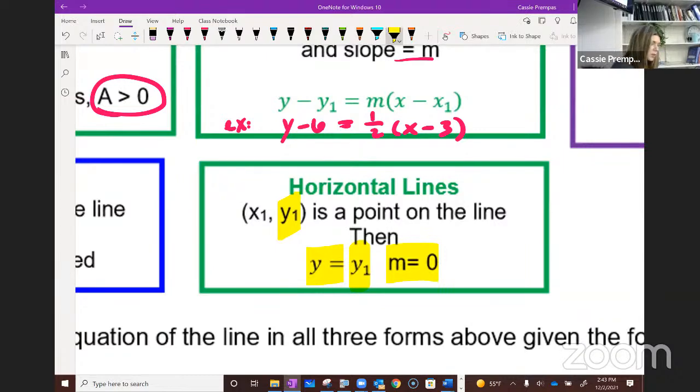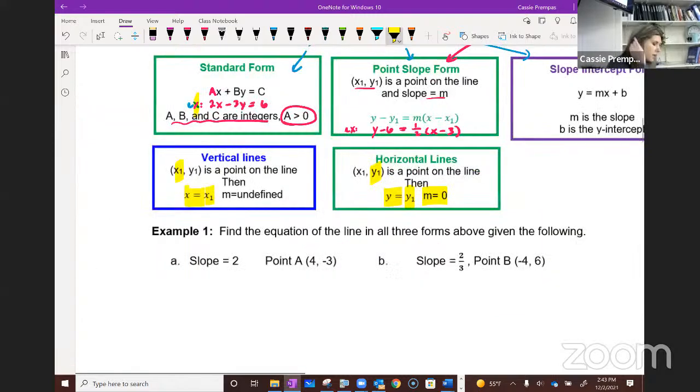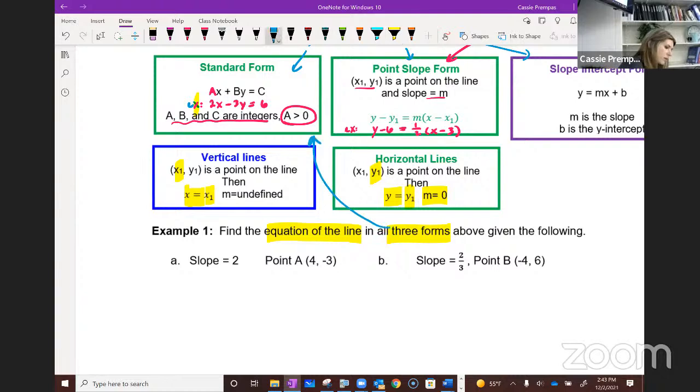All right, let's practice working with these different formats. Example 1, find the equation of the line in all 3 forms. And when they say 3 forms, they mean this form, and this form, because horizontal and vertical lines are really exceptions to the rule. Let's start with example A.